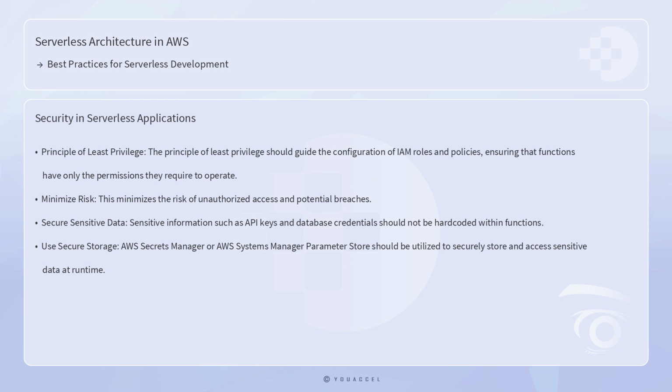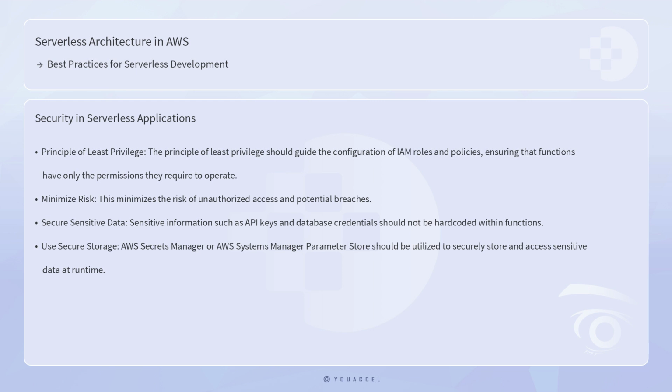Security is paramount in serverless applications. The principle of least privilege should guide the configuration of IAM roles and policies, ensuring that functions have only the permissions they require to operate. This minimizes the risk of unauthorized access and potential breaches. Furthermore, sensitive information such as API keys and database credentials should not be hard-coded within functions. Instead, AWS Secrets Manager or AWS Systems Manager Parameter Store should be utilized to securely store and access sensitive data at runtime.